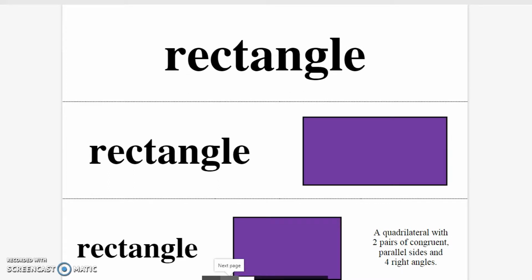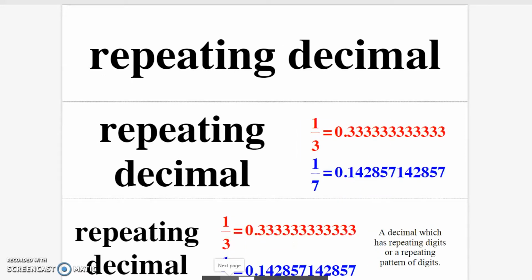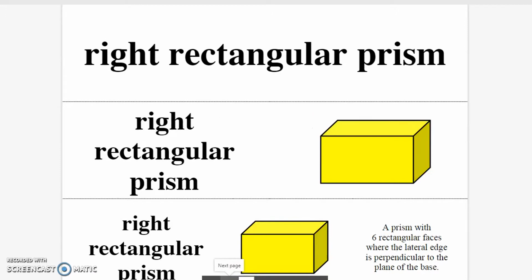Rectangle, a quadrilateral with two pairs of congruent parallel sides and 4 right angles. Regular polygon, a polygon with all sides the same length and all angles the same measure. Repeating decimal, a decimal which has repeating digits or a repeating pattern of digits. Right rectangular prism, a prism with 6 rectangular faces where the lateral edge is perpendicular to the plane of the base.